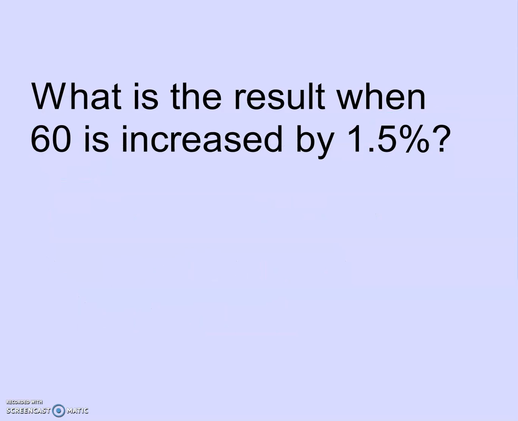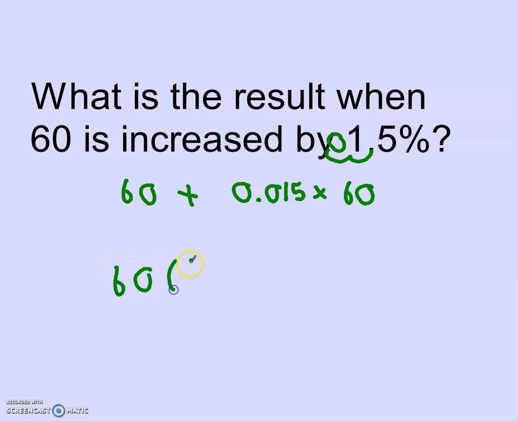Right here, I could write this, 60 plus 0.015 times 60. Notice I moved the decimal place 2 spaces to make it into a percent. I could write this, but it'd be a lot faster to just do this: 60 times 1.015, and just multiply those, and I've got my answer. So I could do any of these problems here.